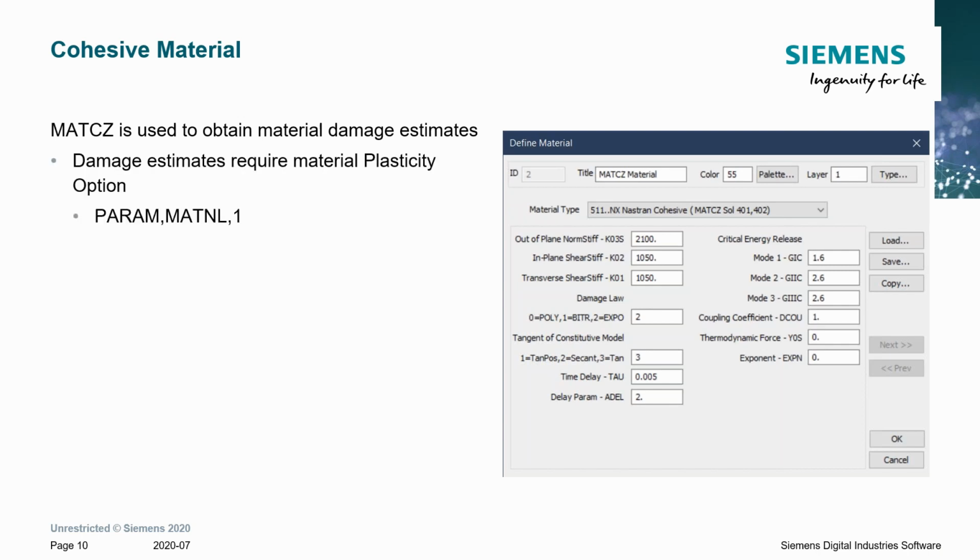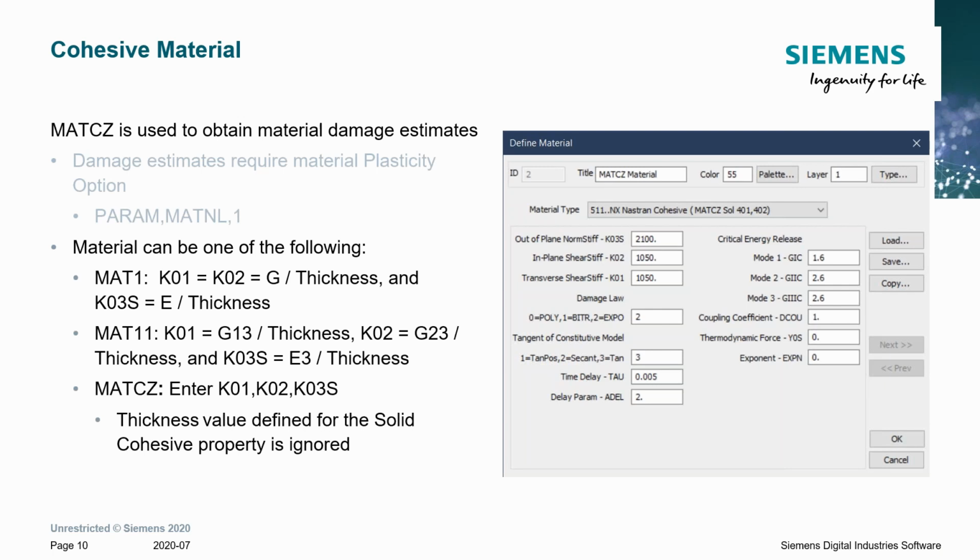They require a plasticity option, so you do have to turn on the nonlinearity within the analysis set manager, and that is actually on by default when you create a new analysis set for 401. It could be one of three different types of materials: a MAT1, a MAT11, or this MATCZ. Now, the interesting thing, as I mentioned before, is that there is an exception to this thickness on the property. This thickness value is ignored for this solid cohesive property if you use this MATCZ.